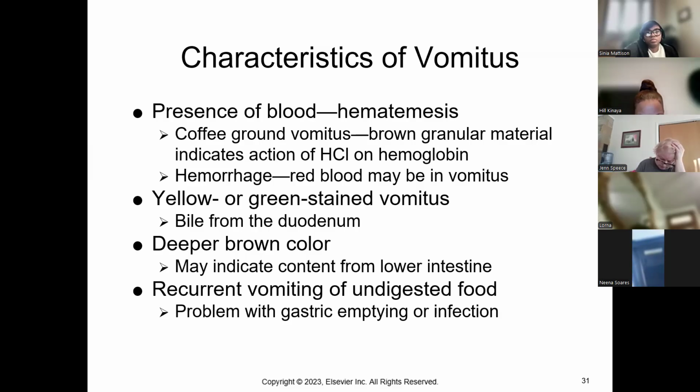Recurrent vomiting of undigested food from previous meals indicates some kind of problem with gastric emptying, like the pylorus maybe is obstructed.